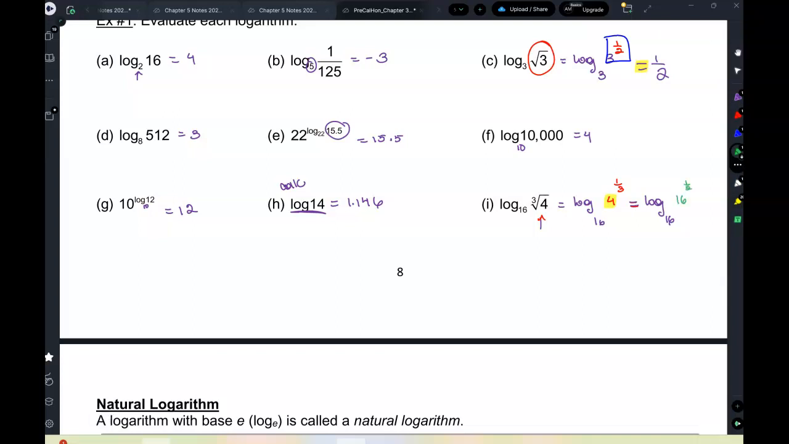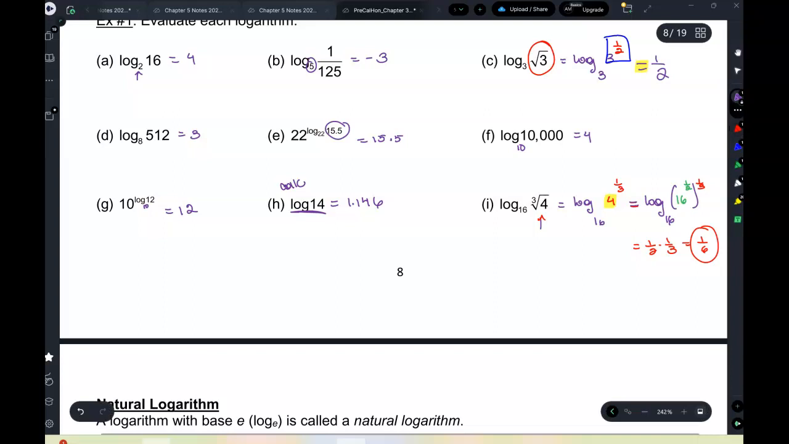So I want to write the 4 as 16 to the power of 1/2. I want to make this and this number the same. So what can I do to 16 to get a 4? Raise it to the power of 1/2, to the power of the 1/3. Okay? So now log base 16 and 16 kind of, they don't cancel each other out, but right? So I get 1/2 times a third.